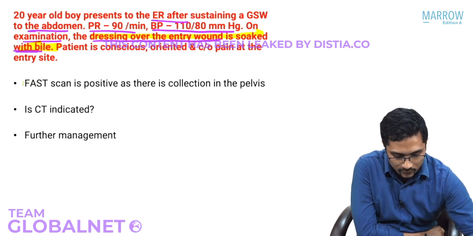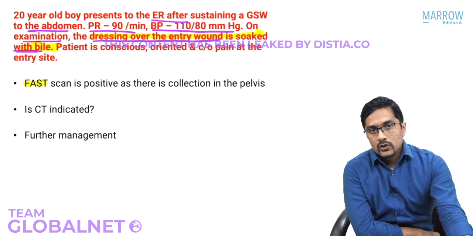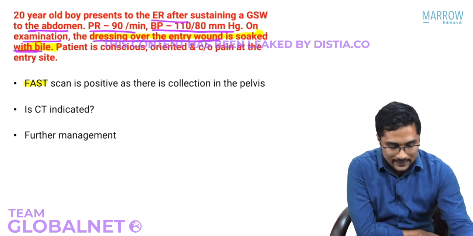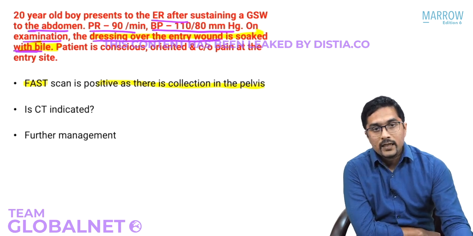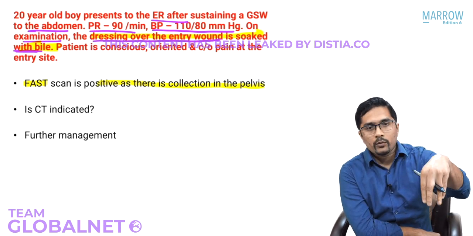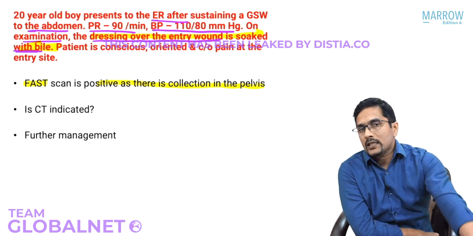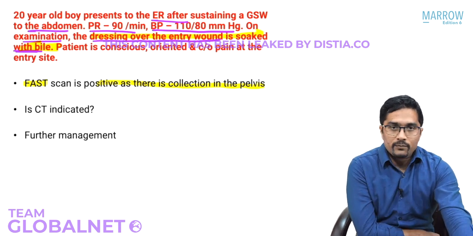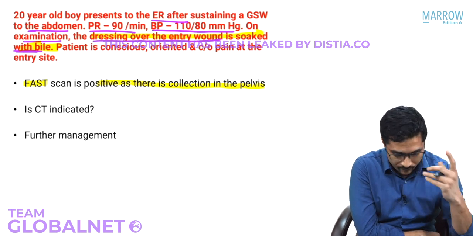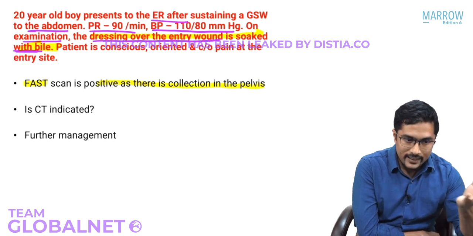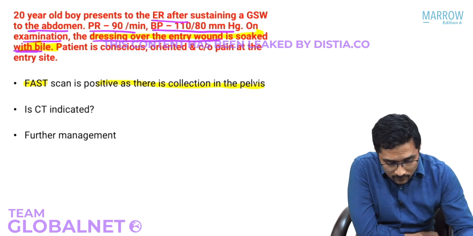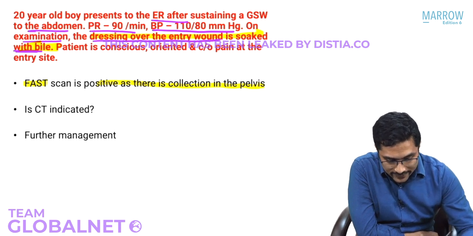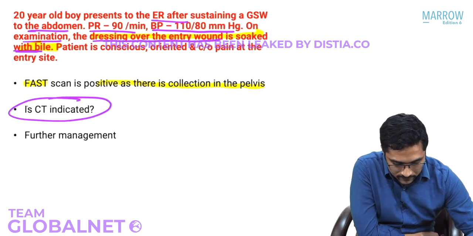FAST scan, you know, FAST is focused abdominal sonogram in trauma. You do a FAST scan and it is positive for collection in the pelvis, right? So you keep the probe in the suprapubic region and then you look for collection in the pelvis. There is collection present there. So FAST is positive. There is a penetrating gunshot wound and there is bile staining. Now, is CT indicated in this patient?